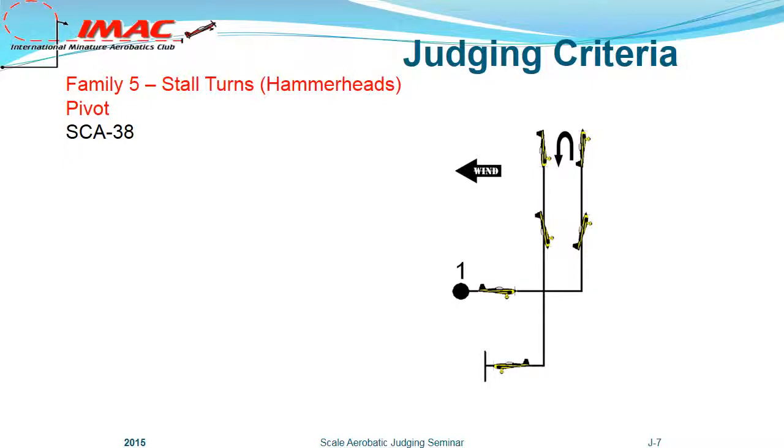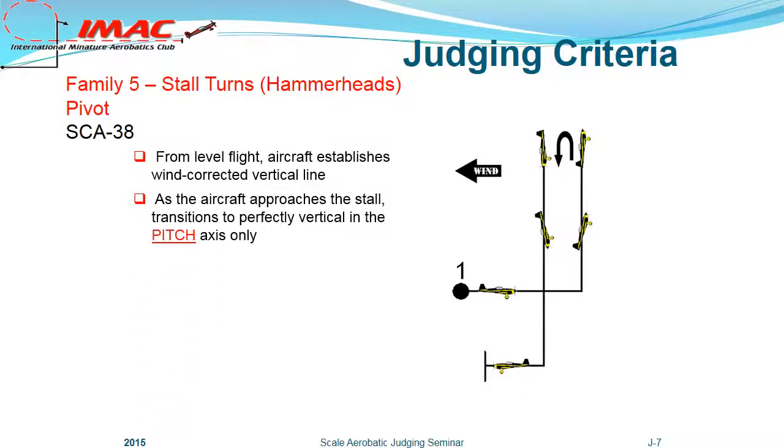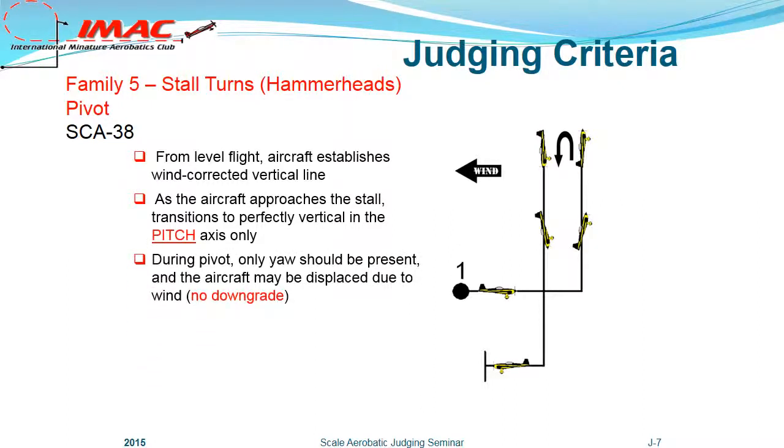Let's consider wind correction in the pitch axis. From level flight, the aircraft establishes a wind-corrected upline. Note the angle of the nose into the wind. As the aircraft approaches the stall, the pilot must bring the aircraft perfectly vertical in pitch. During the pivot, only motion about the yaw axis should be seen. Displacement is likely due to the wind. As with a crosswind situation, there is no deduction for drift in a stalled or near-stalled condition.